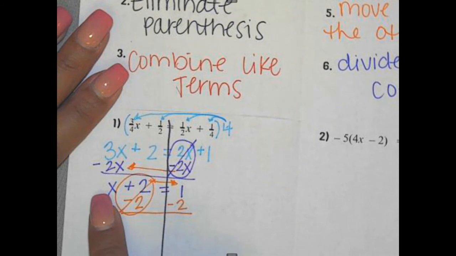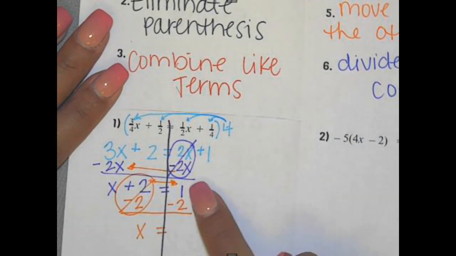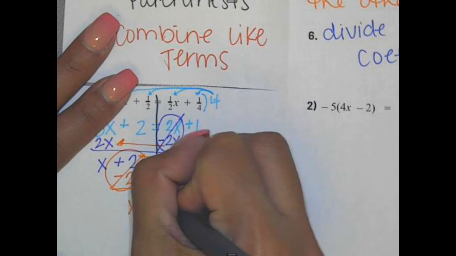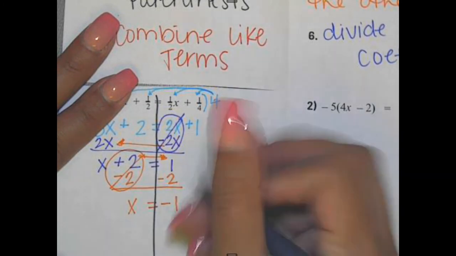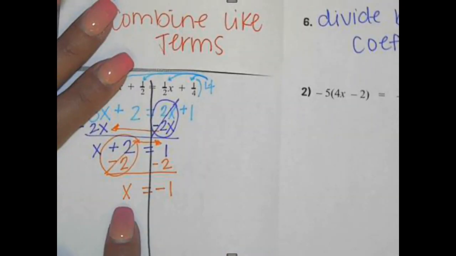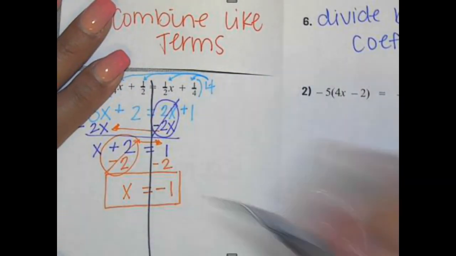So I have x left over here on the left equals, and then I have 1 minus 2. Okay, well, 1 minus 2 is going to give me a negative 1. And I don't have a coefficient. I got my 1x all by itself. So that is my answer to my first example.